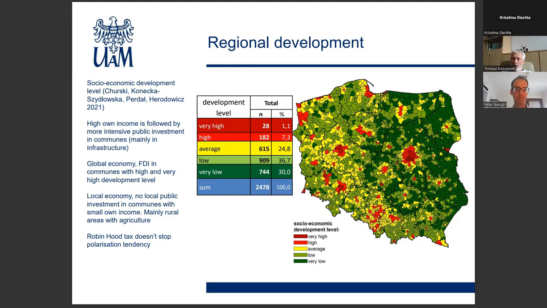How big is a typical Robin Hood tax? For example, my city Poznań pays about 80 million zlotys per year. This Robin Hood tax is almost 20 million euros, but cities like Warsaw or some regions like Mazowieckie pay much more than 20 million euros per year.